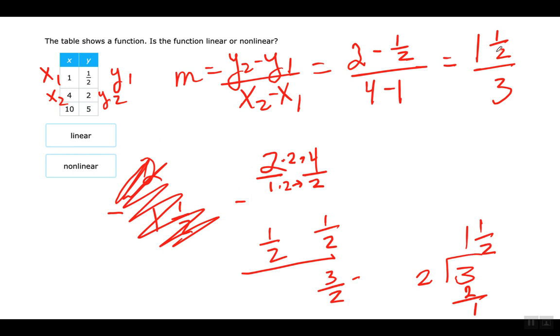Okay, anyways, I probably shouldn't have done that, but all right, so 1 and 1 half divided by 3. Oh, first, before I do that, let me change 1 and 1 half to an improper fraction. It's going to be 3 over 2. So 3 over 2 divided by 3.